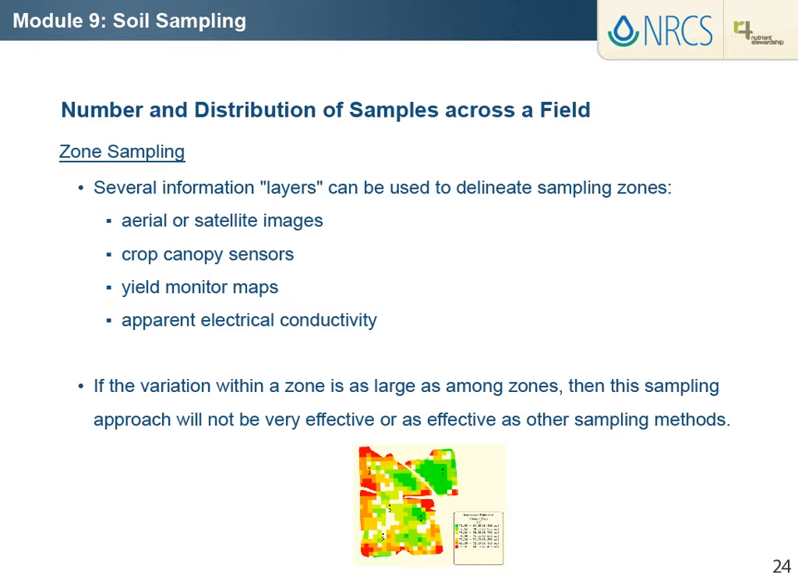A downside to zone sampling may be that the management of the field over time for crop production, such as crop harvest, fertilizer application, manure application, and liming, may have overridden any natural nutrient variation related to soil or crop canopy characteristics used to delineate zones. If the variation within a zone is as large as between zones, then this sampling approach will not be effective.